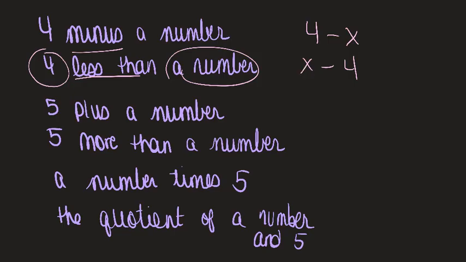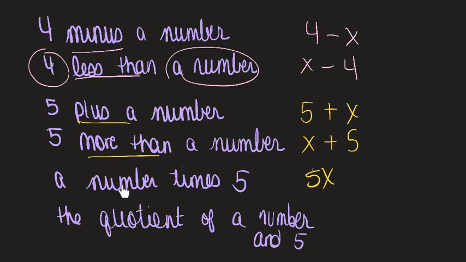Plus and more than both mean addition. Plus is exactly how it sounds. 5 plus a number. 5 more than a number is backwards, just like less than. A number times 5 is 5x. We're going to smush them together. We're not going to use a dot or a times sign. You can never have the number in the back. It has to look like this.